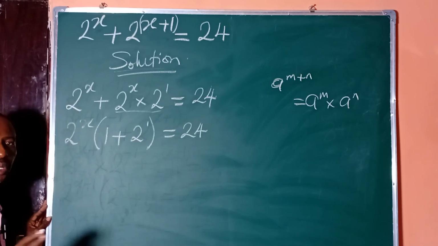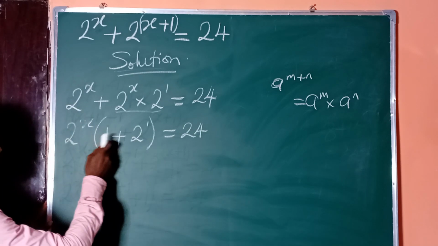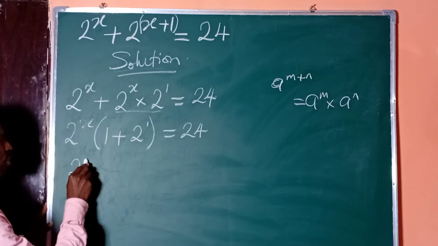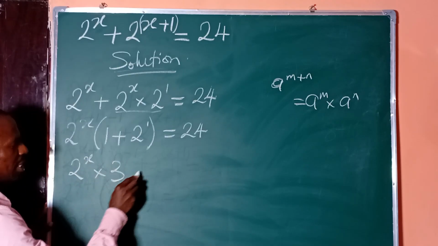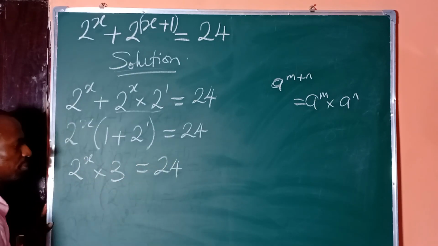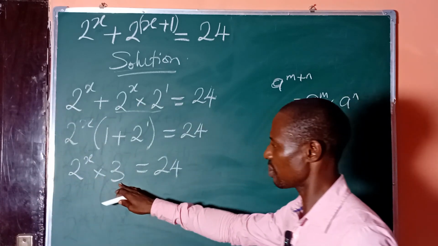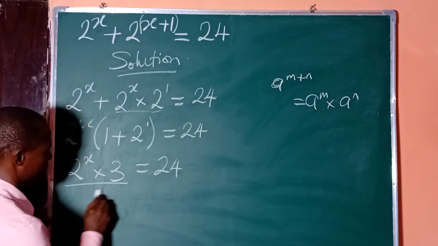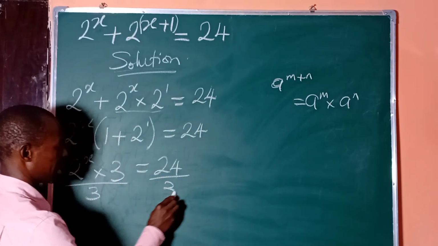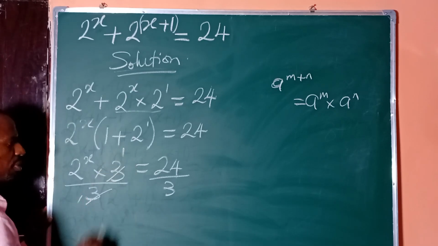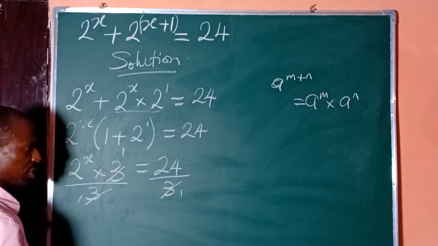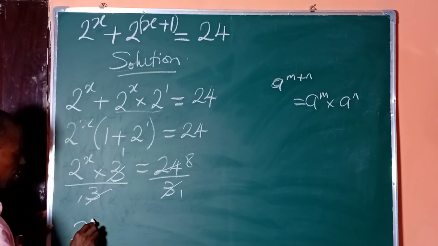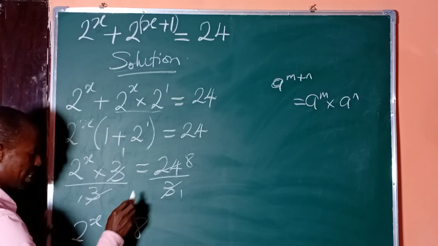Then from here, all we need to do is simple. We can add these together because 2 to the 1 gives us 2, and so we have 2 to the power of x times 3 equal to 24. Simple. So we divide through by 3, and we divide this side by 3 also. 3 over 3 gives us 1, and 3 into 24 gives us 8. So we now have 2 to the x equal to 8.